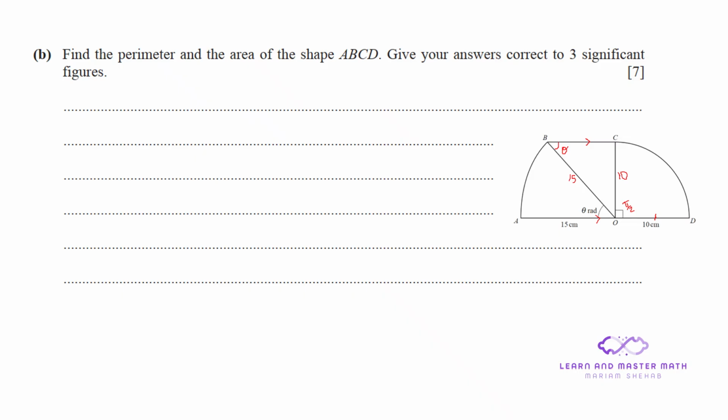Now we still have the area of this shape. As you see, we have three pieces. We have the sector AOB. So the total area will be the sector AOB plus the triangle BCO and the sector COD.